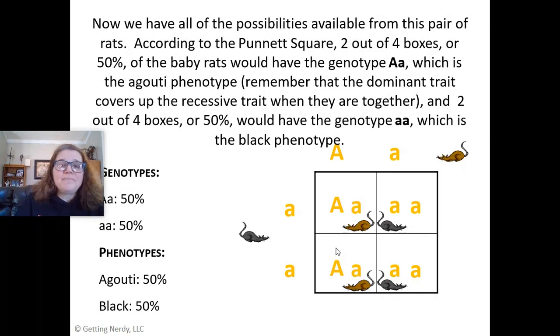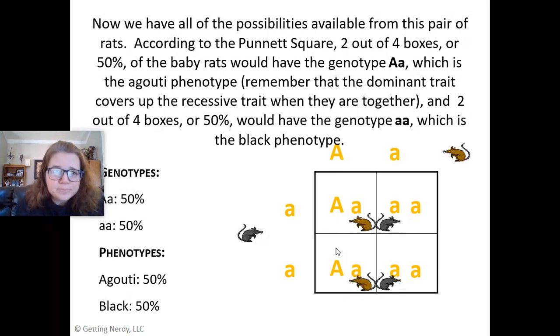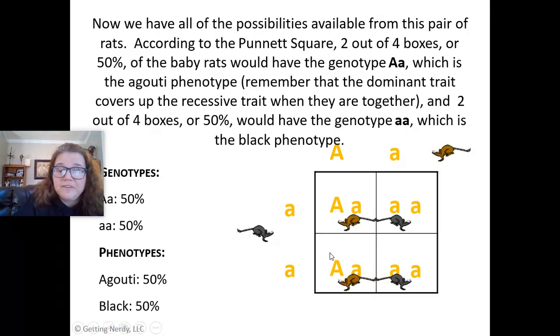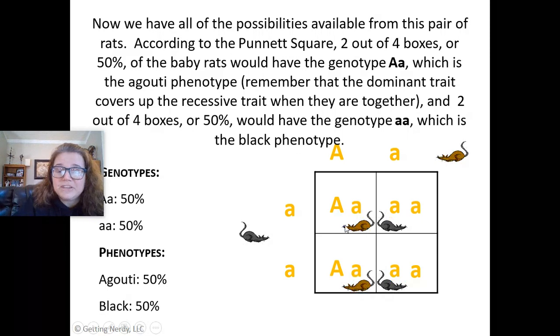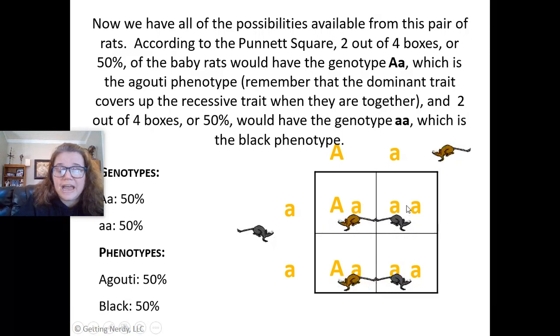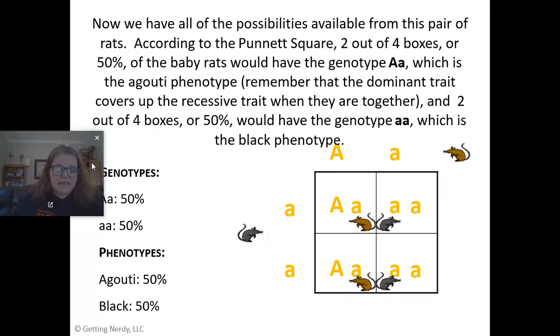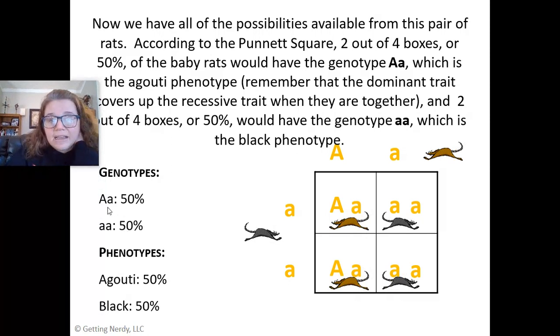So now we have all the possibilities available from this pair of rats. According to the Punnett square, 2 of these 4 boxes, or 50% of these baby rats, will have the heterozygous genotype right here, capital A, lowercase a, just like the dad. And the other 2 of the 4 boxes are going to have the lowercase a, lowercase a genotype, just like their mom. They're homozygous recessive, and you can see that written right here. The genotypes: capital A, lowercase a, 50%; lowercase a, lowercase a, recessive homozygous, 50%.